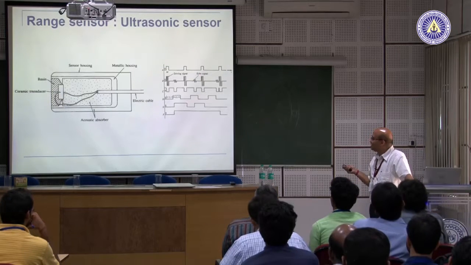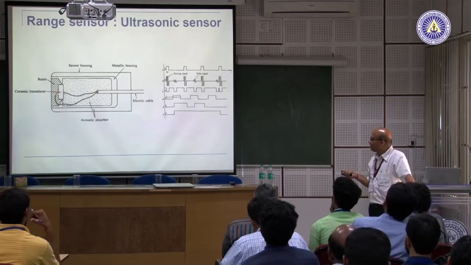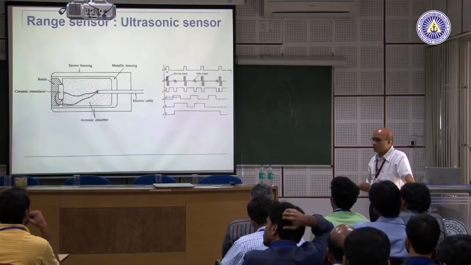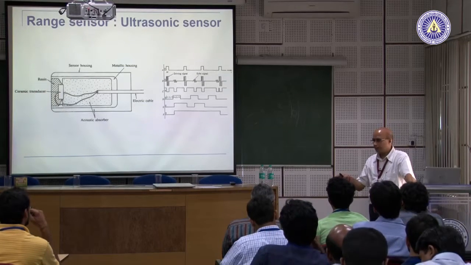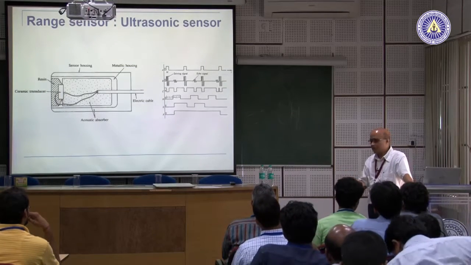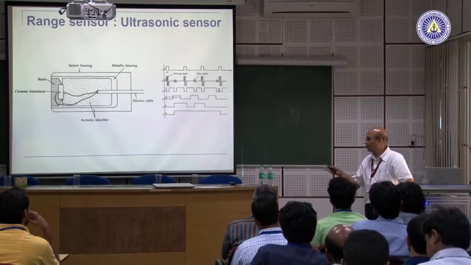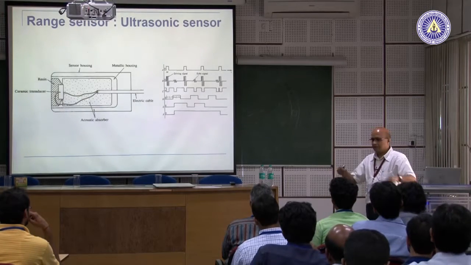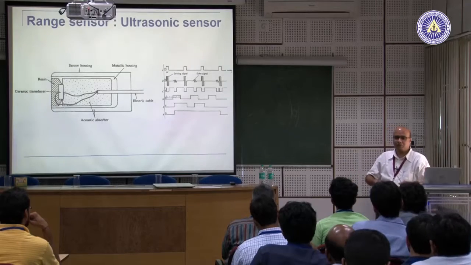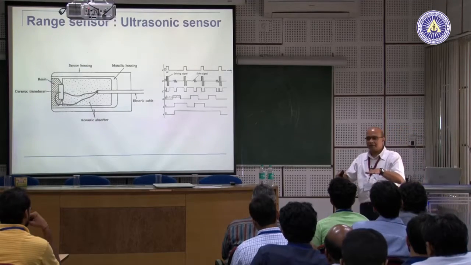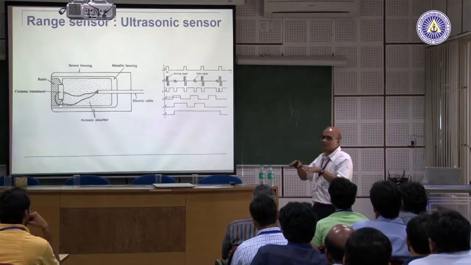So, this is an ultrasonic sensor which is used extensively in mobile robotics, for example, in obstacle avoidance. They would not put one of them, but they would put a ring of ultrasonic sensors around. So, when it is moving, some of the sensors will pick up the signal.